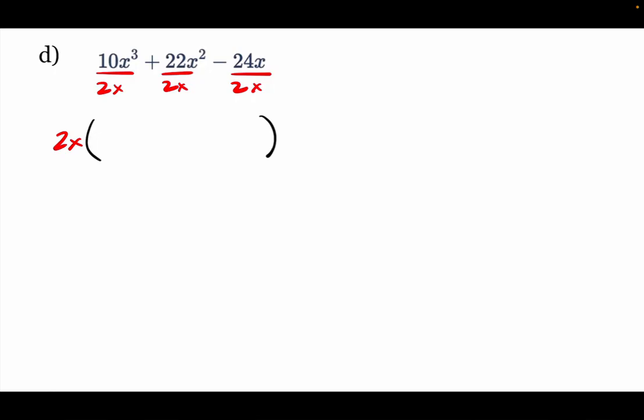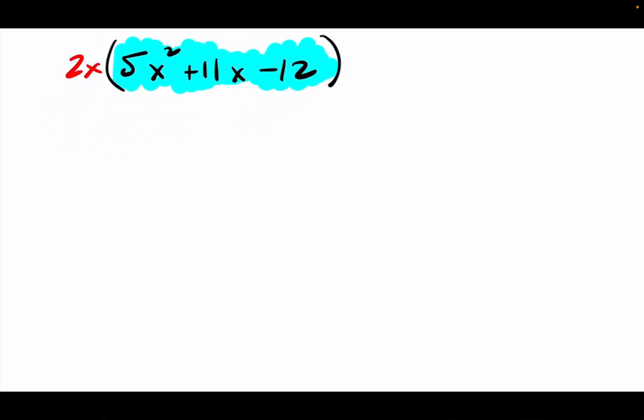And divide. 2 goes into 10 5 times. If I take away a power, I got x squared left. 2 goes into 22 11 times. If I take away a power, it's just got x. 2 goes into negative 24 negative 12 times. If I take away a power, I got no powers. This is what I'm focused on now. GCF is going to come along for the ride, but in terms of what I do with it, I don't do anything with it. Okay?